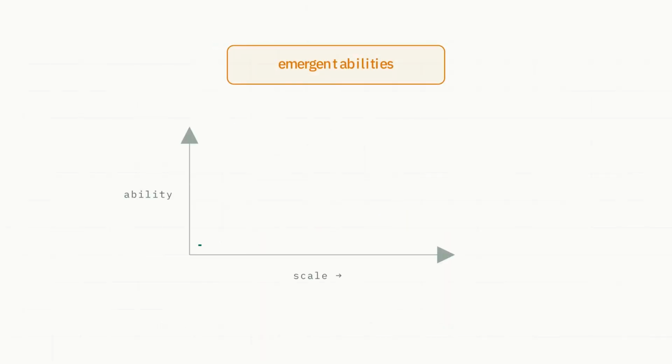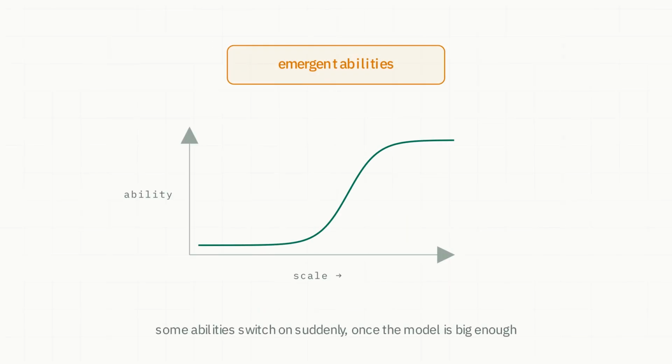Stranger still, some of these abilities appear suddenly. Researchers have watched capabilities that were essentially absent in a smaller model switch on, almost like a light, once the model crosses some threshold of scale. A certain kind of reasoning that a small model simply cannot do becomes, past a certain size, something the model just does. These are sometimes called emergent abilities, and their unpredictability is one of the most fascinating and slightly unnerving features of the whole enterprise. You don't always know what a bigger model will be able to do until you build it and look.